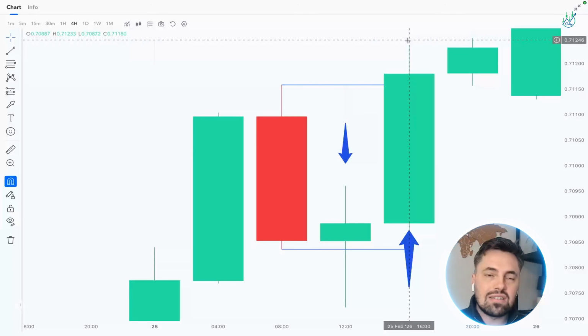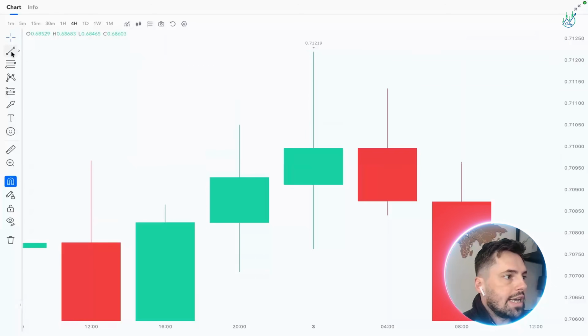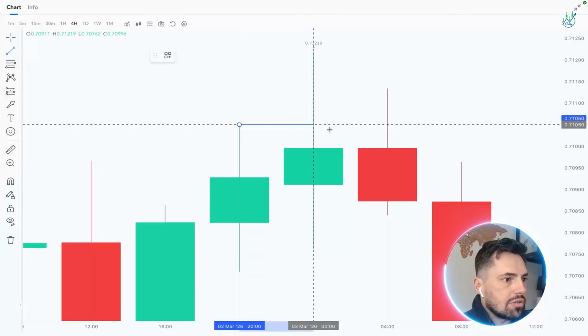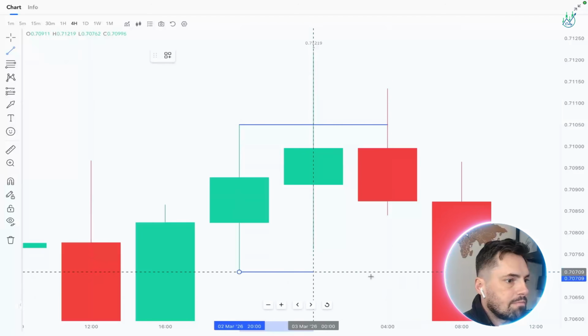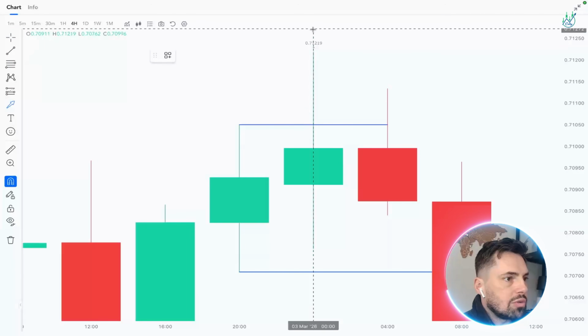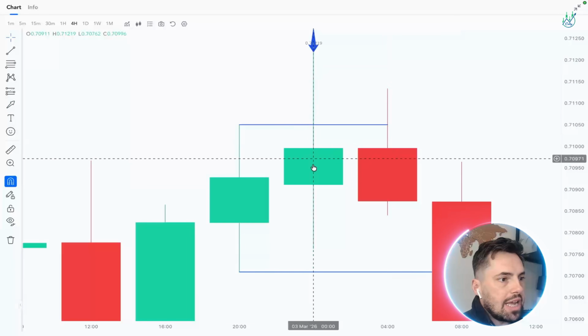Now these patterns are absolutely everywhere, but it is important to bring in the other concepts as well, which is why in the next video I'll be going over the liquidity concepts, which will tell you the best areas to trade this pattern.